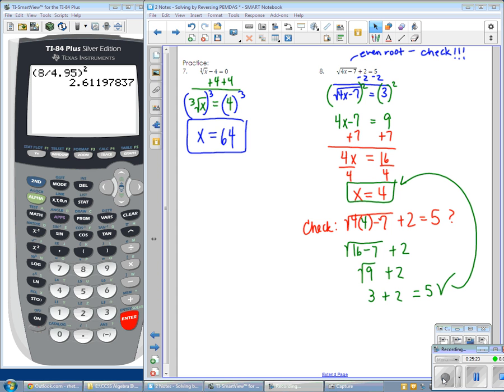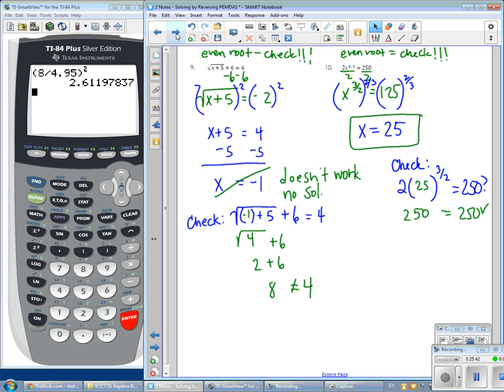Okay, so here are the answers to the practice problems. If you need to pause the video for a second and take a look at the work that I've done here. In number 7, you're dealing with an odd root, so you don't have to worry about the plus or minus or checking your solution. But in number 8, that's an even root, so you must check. And in this case, it does work. In number 9, again, we're dealing with another even root, so you have to check.